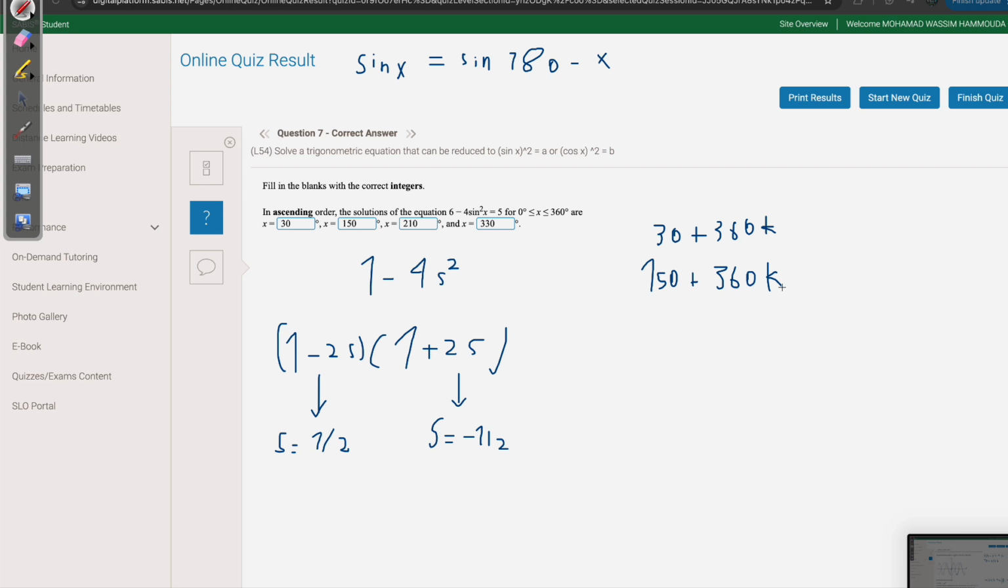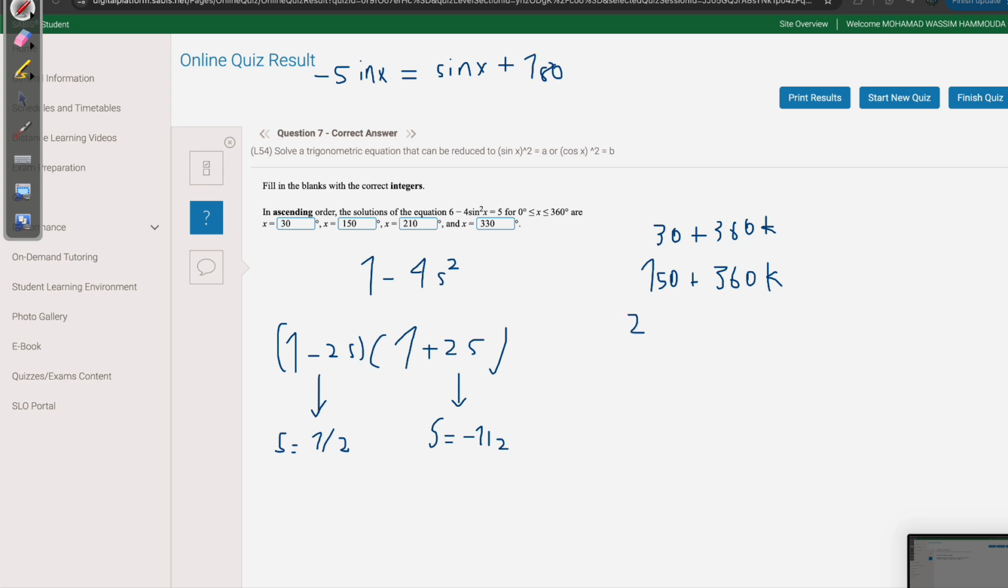Now see, 210 is basically, how do I say it? Honestly, I wanted to mention that negative sine x is equal to sine of x plus 180. So how did we get 210 and 330? We just added 180 to these two.